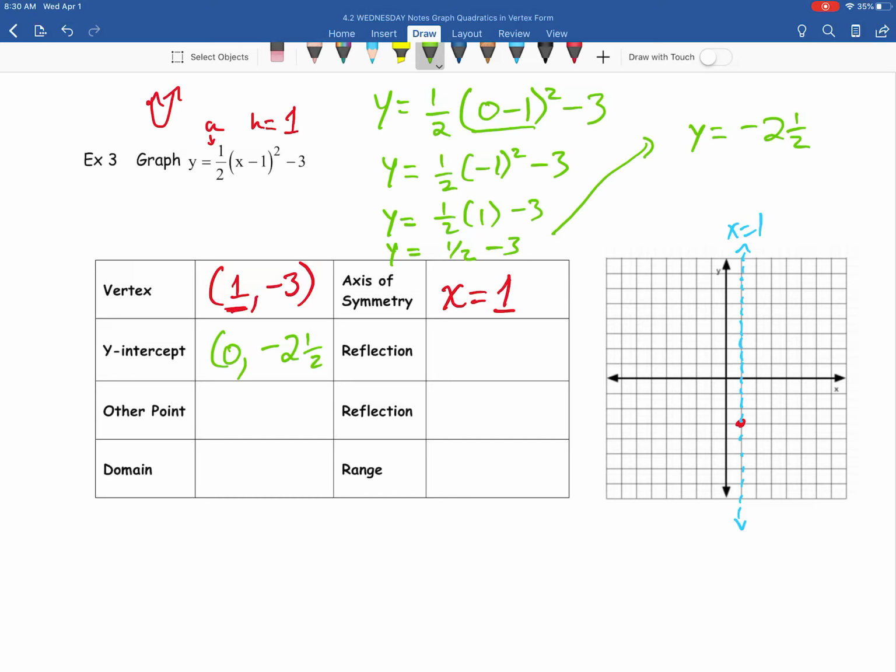So when we plug 0 in, we got a y value of -2 1/2. So that would be about there on our graph. And then when we reflect that, notice how it's 1 unit to the left of your mirror. You would have to go 1 unit to the right of the mirror, giving us that reflection coordinate of 2, -2 1/2.